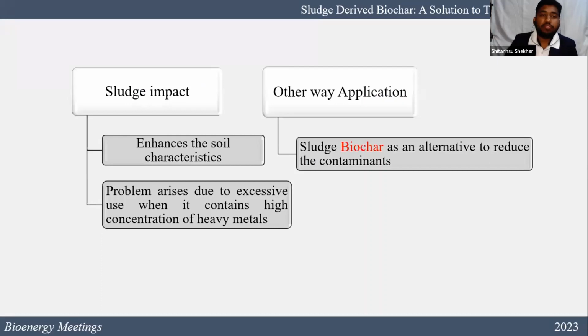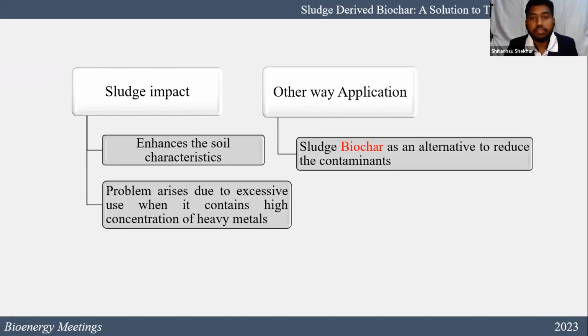So, sludge impact. Sludge can be used as a soil enhancer, as we have seen, putting the sludge increases the fertility, and we are getting good production. But along with this, problems arise due to excessive use when it contains concentrations of heavy metals. Let's suppose the sludge is mixed with industrial sludge, then it can contain heavy metals, which give rise to different problems.